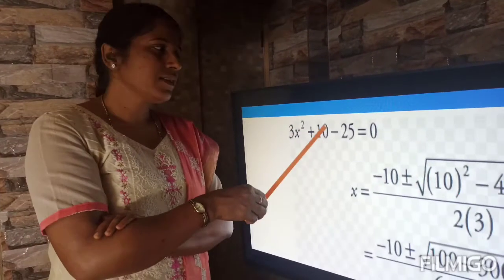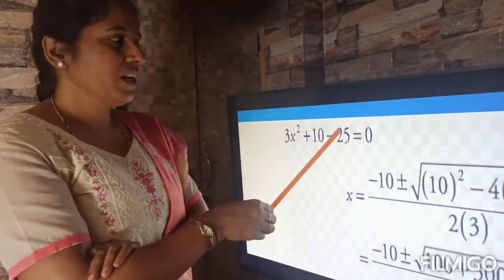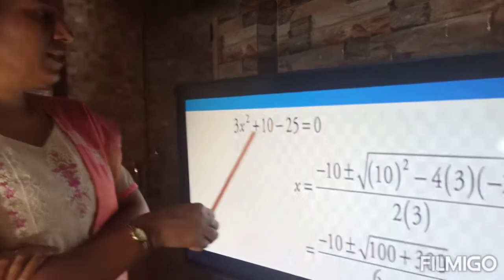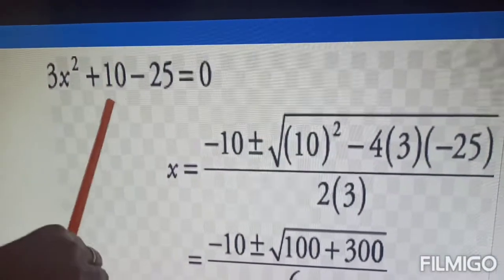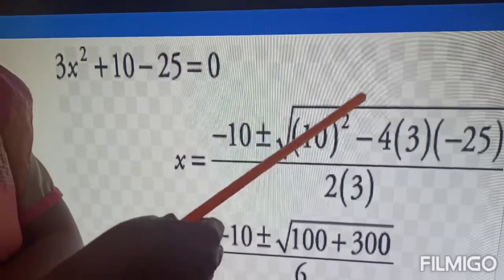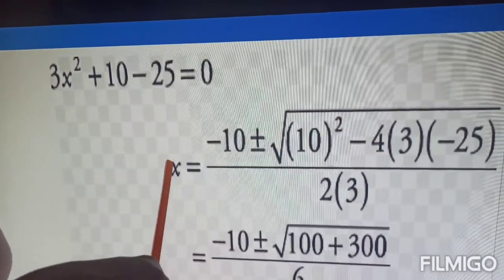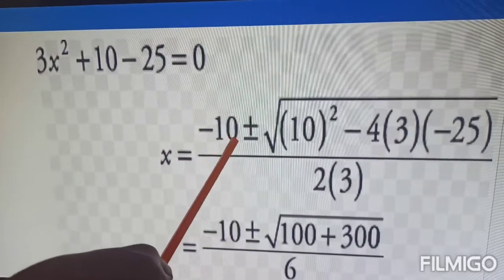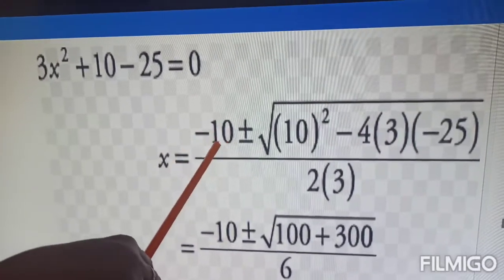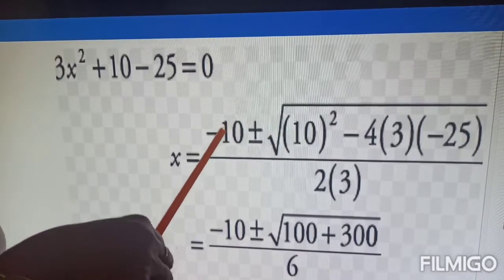3x square plus 10x minus 25 is equal to 0. Then write the ABC values. A is 3, B is 10 and C is minus 25. Okay. X is equal to, write the formula first, then replace the value B by minus B, that is minus 10.